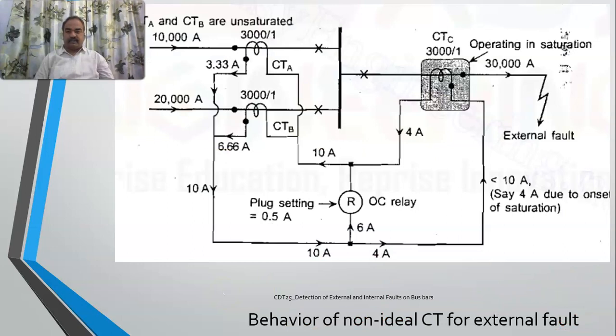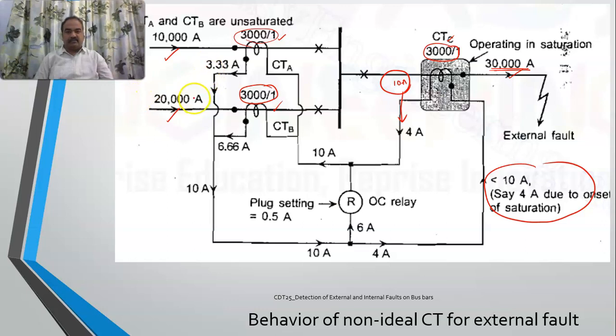This is the circuit which I have been discussing. Here are two incoming feeders, 10 kiloamperes and 20 kiloamperes. This is your outgoing feeder, 30 kiloamperes. Series CT1, CT2 and CT3, denoted A, B, C. They have been chosen with this CT ratio. So ideally this must carry 10 amperes of current. But since it has been saturated, let us assume it is having only 4 amperes, due to onset of saturation, which is less than its actual value.